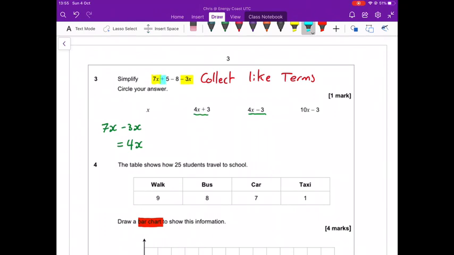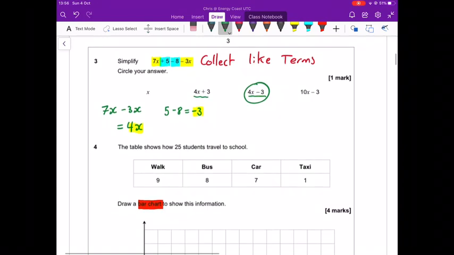Switch my colour, I've got plus 5 take away 8, okay? So I've got plus 5, or just 5, take away 8, which is equal to minus 3. So I've got 4x minus 3, 4x minus 3, I've got that one there, okay?